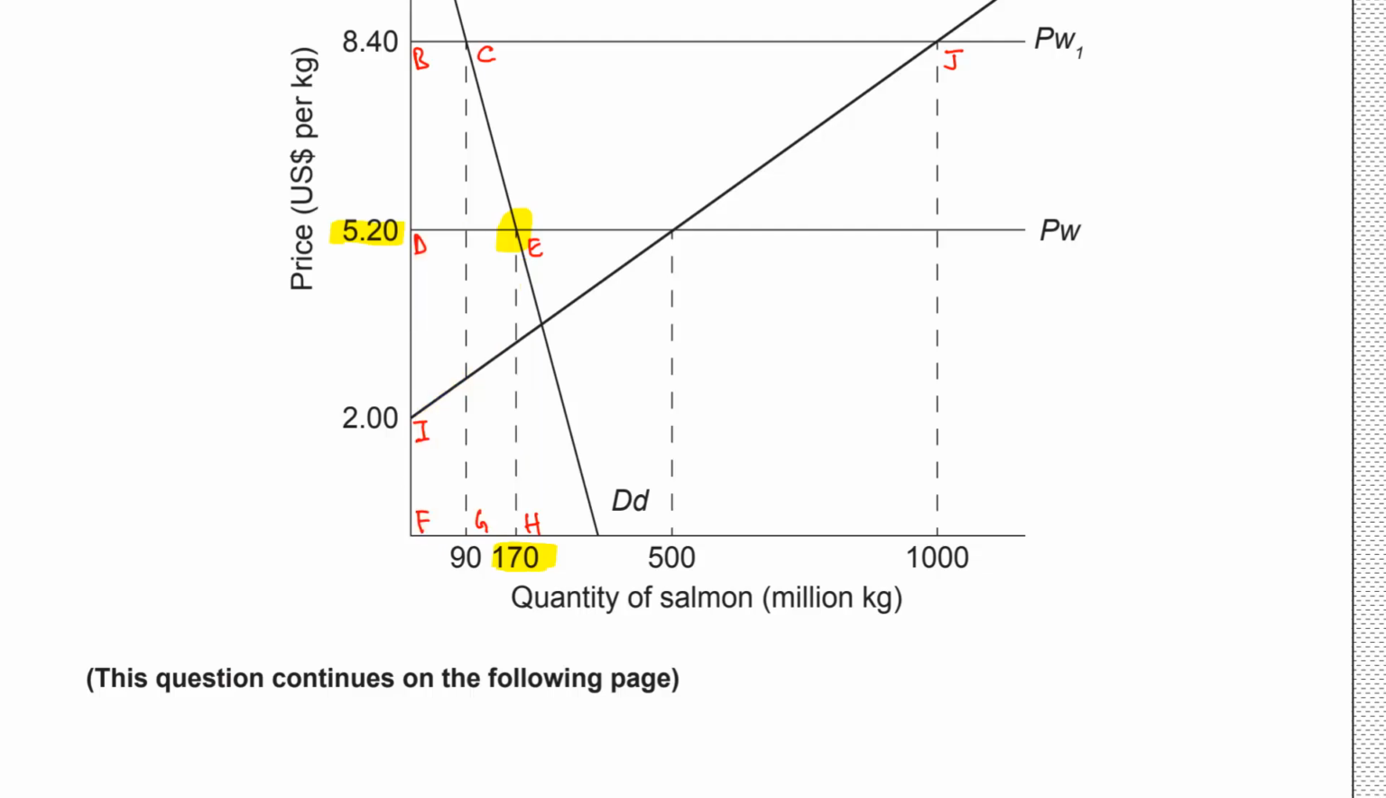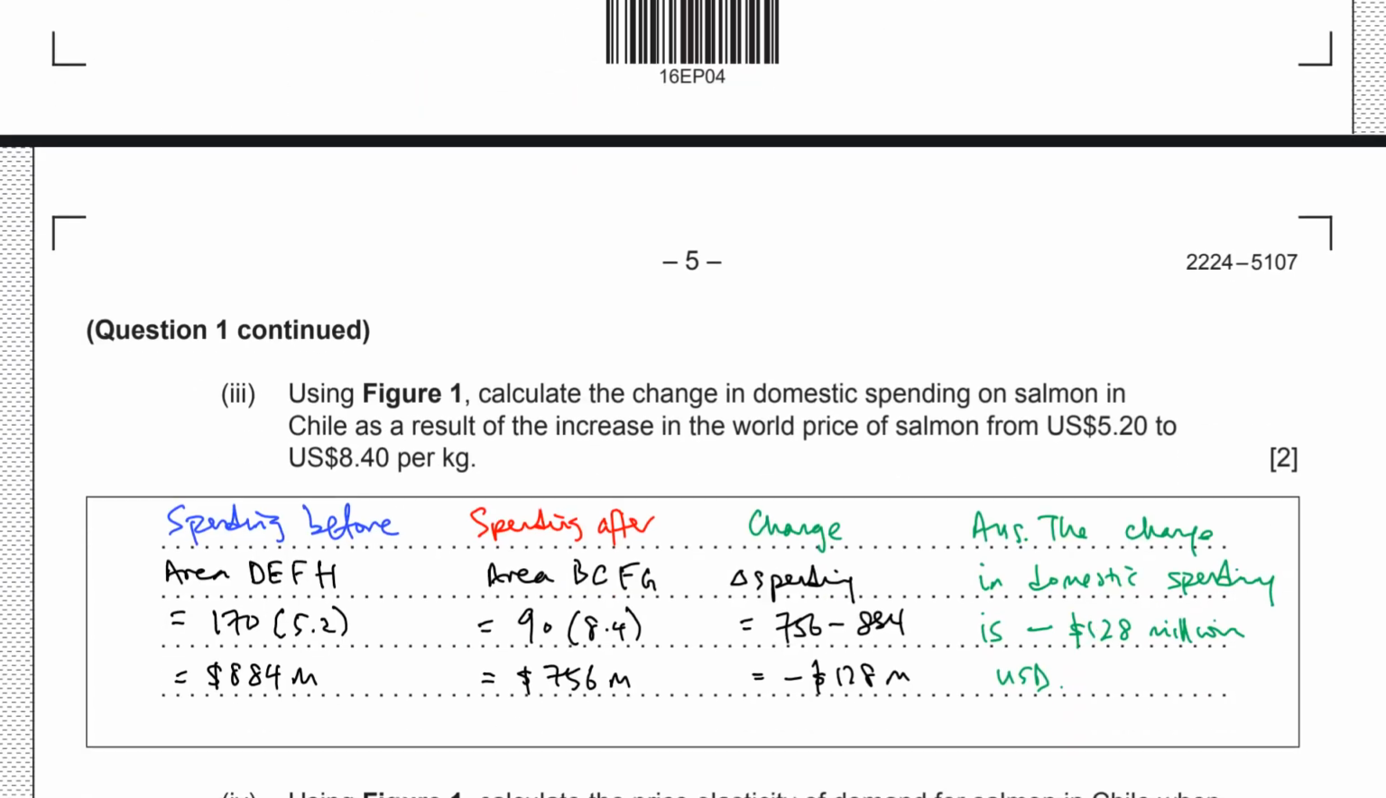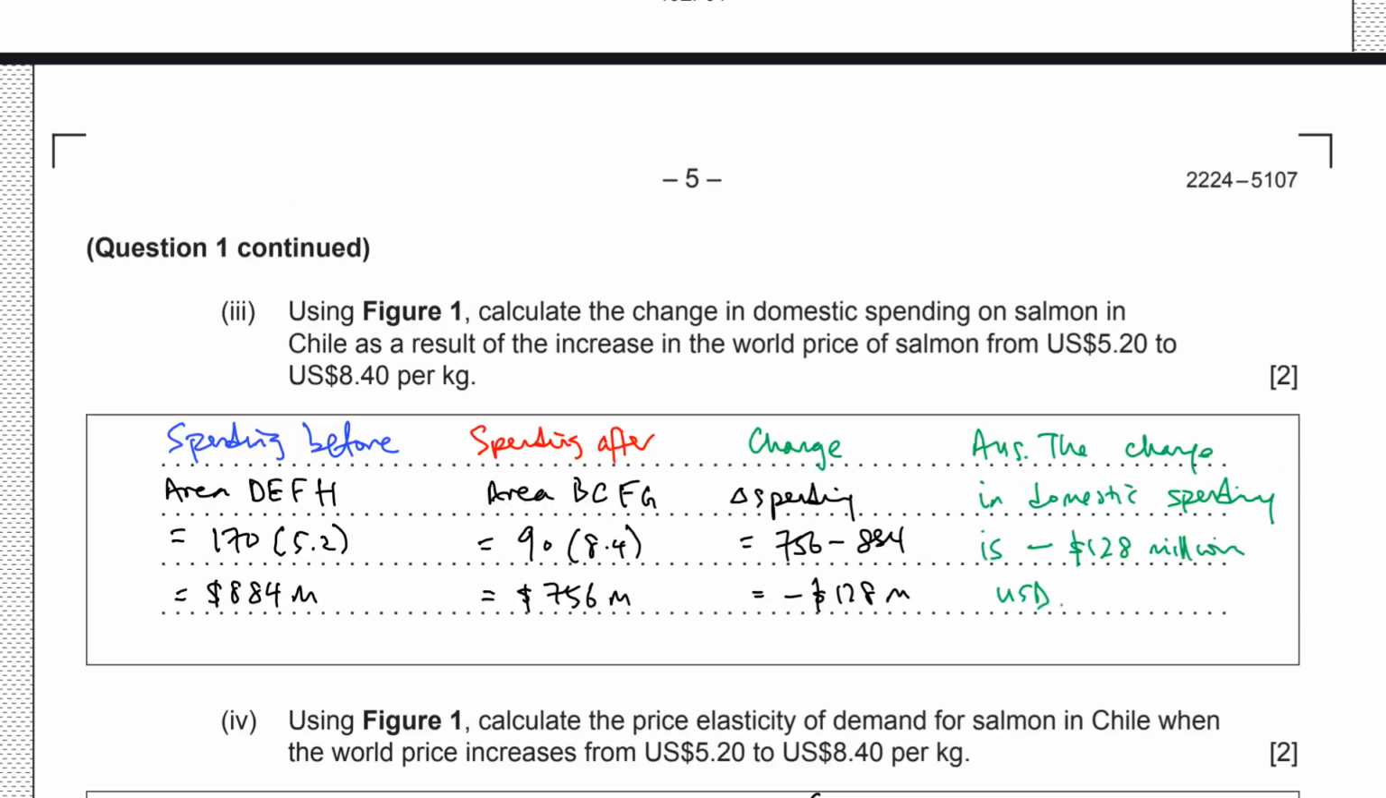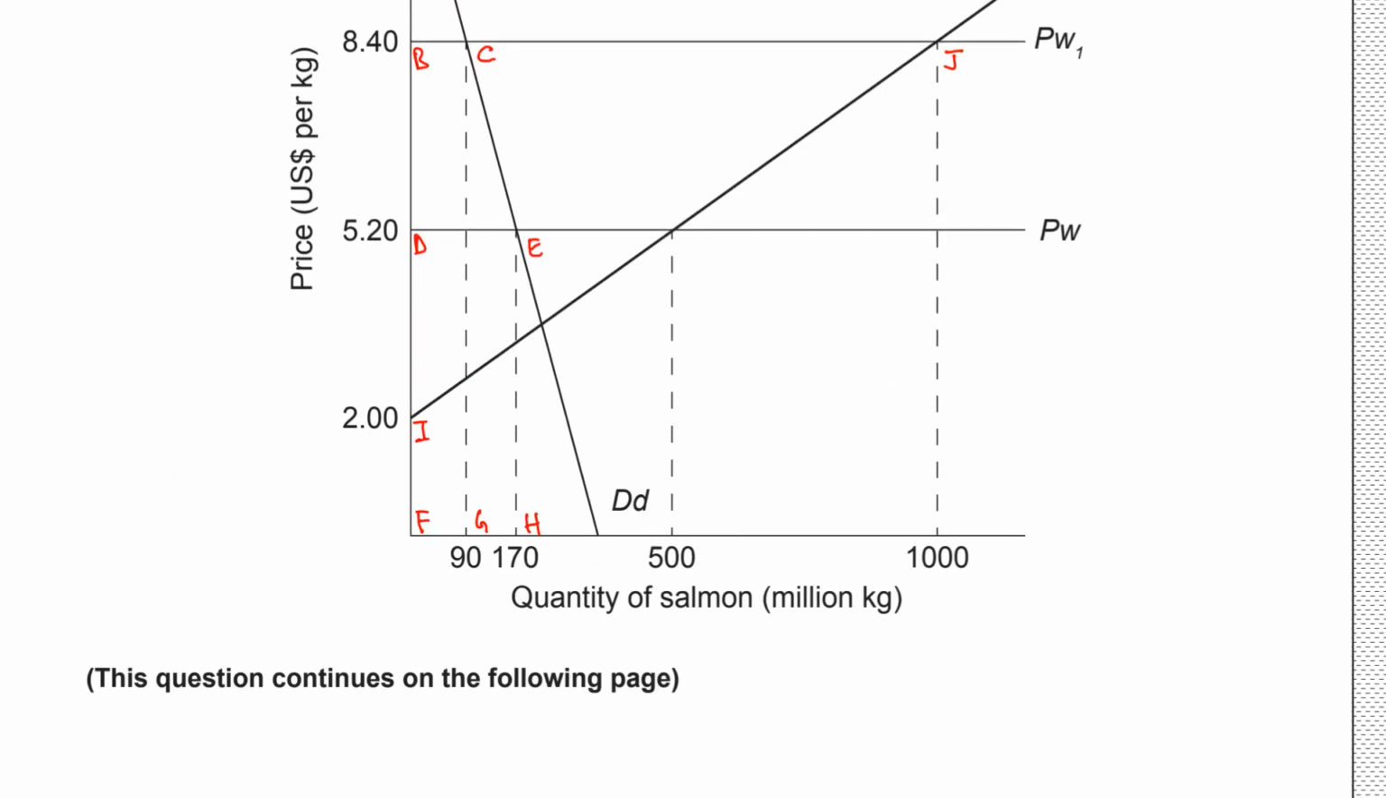So now you can see why I made those little annotations. It's a little bit more useful if we're trying to explain where the different bits come from. Okay, so spending before is area DEFH, which is, if you look at the base of the rectangle, 117 million multiplied by the height, which is $5.20.